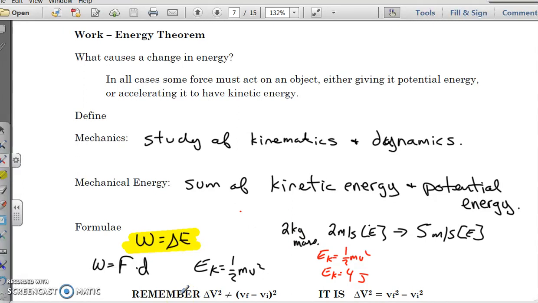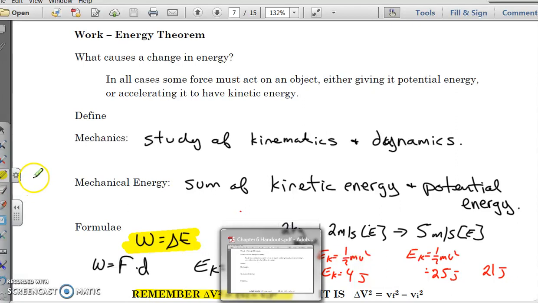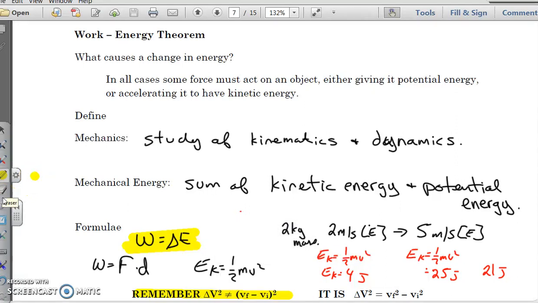Afterwards, EK is equal to 1/2 mv squared. 1/2 times 2 times 5 squared gets you 25 joules, meaning a difference of 21 joules. It is important for us to remember that delta V squared is not equal to the final velocity minus the initial velocity, squared. That is, in fact, not what delta V squared is.